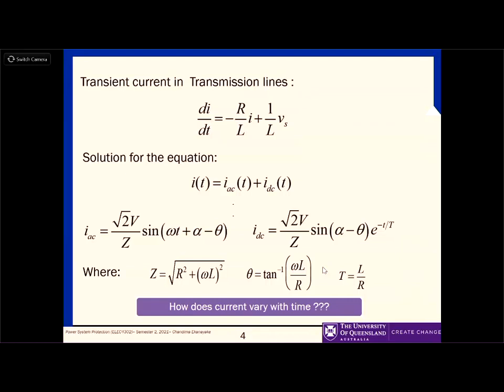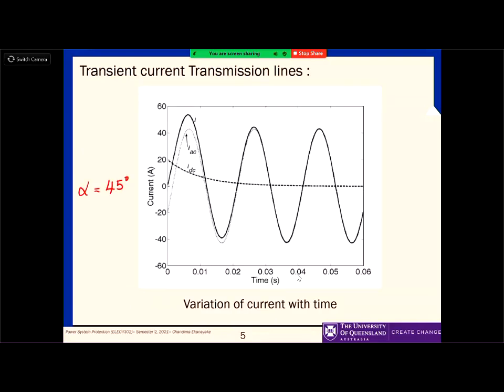if you have even 0.1 ohm resistance, 0.1 times 1000 squared is a huge loss. It's equivalent to probably another power station. So you need to have a very, very small resistance, and we usually neglect the R. Omega L over R is a very, very huge value, which means that theta is very close to 90 degrees. So that's an assumption that you can make when you are looking at these sorts of calculations.